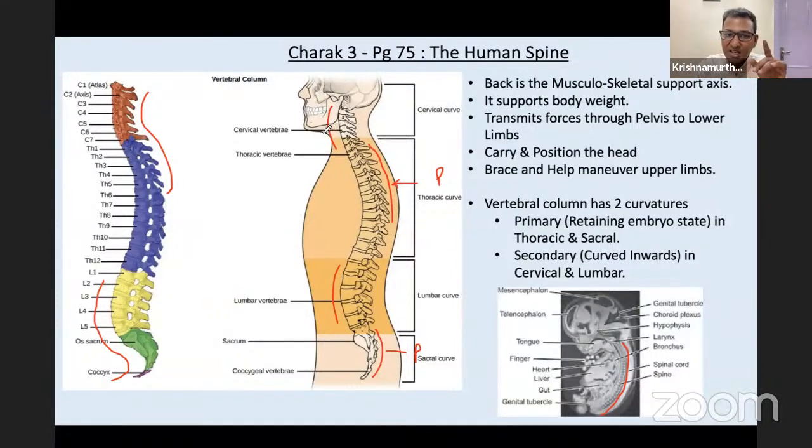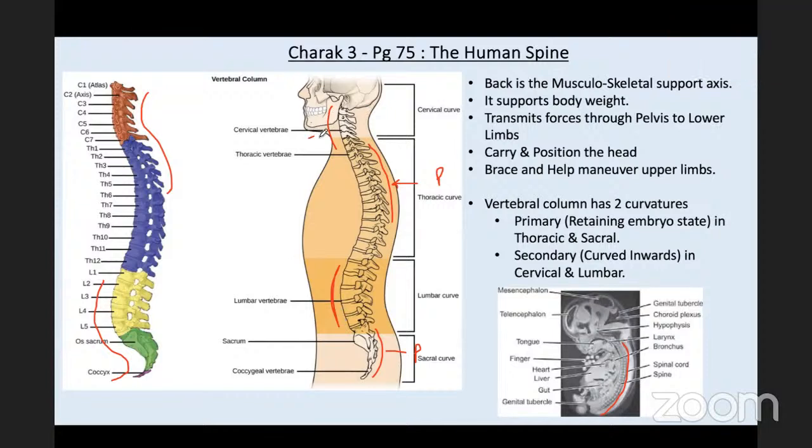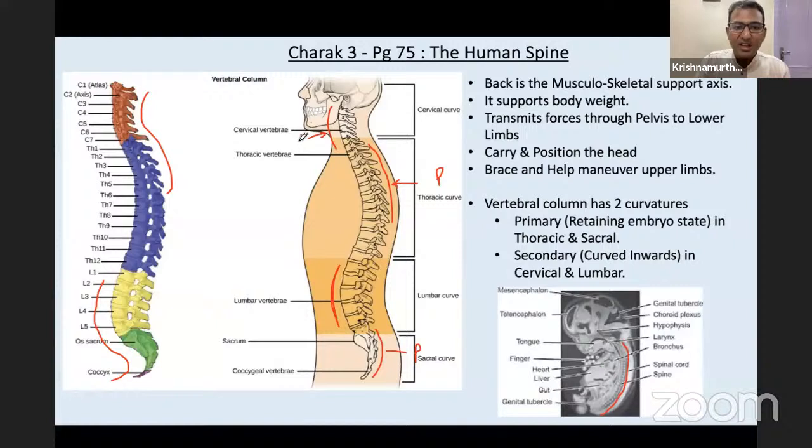Whenever this curvature comes in the neck, when the child is born, it is not able to keep the head stable. It falls back. So when this curvature is created, the child's neck will start becoming more and more stable. And when this curvature is created, the walking will become more and more stable. Is it clear? So these curvatures are called as secondary curvature.